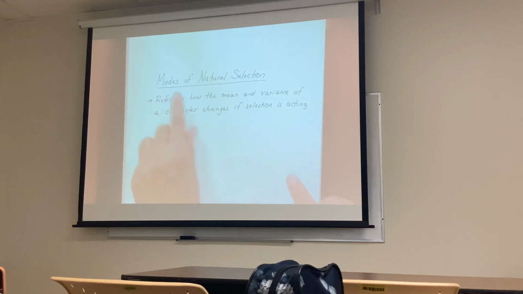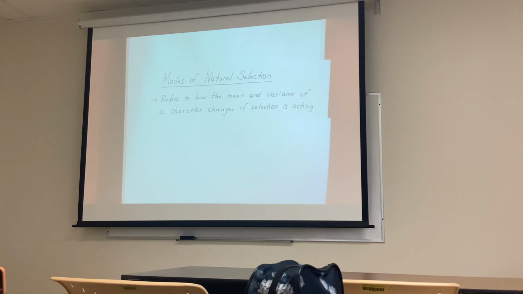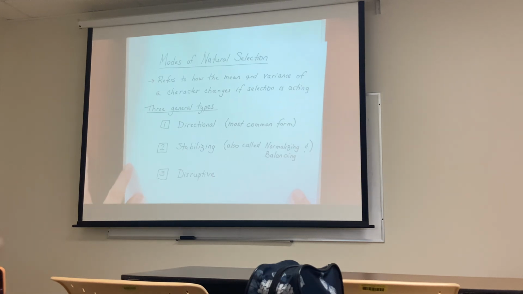Good? Okay, now, selection acts in different ways. And we call those different ways the modes of selection. And what we're looking at is, if this mode of selection is acting on a population, how does the mean of the character change? How does the variance of the character change? And those three general modes are directional selection, which is the most common form of selection. It's the most common way that selection acts. Then you have something called stabilizing selection, which has all sorts of names.